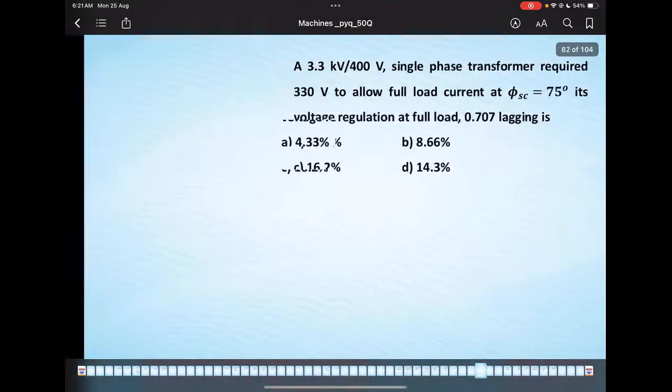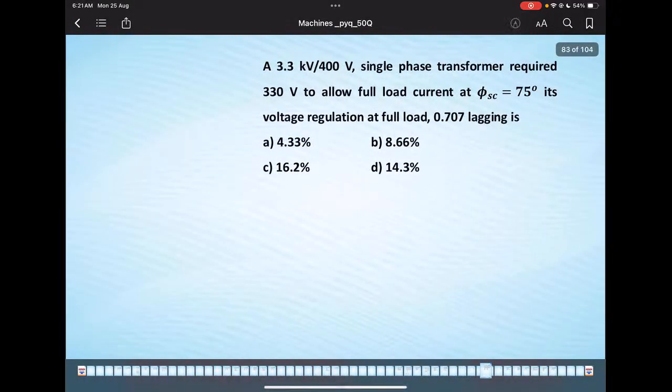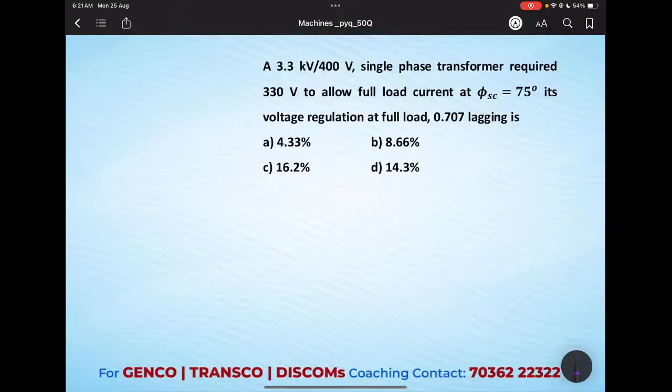Let's move on to the next question. The next question is about a 3.3 kV by 400 volt single phase transformer, which requires 330 volts to allow full load current at phi SC. Phi SC is the short circuit angle, 75 degrees. Its voltage regulation at full load 0.707 lagging is?